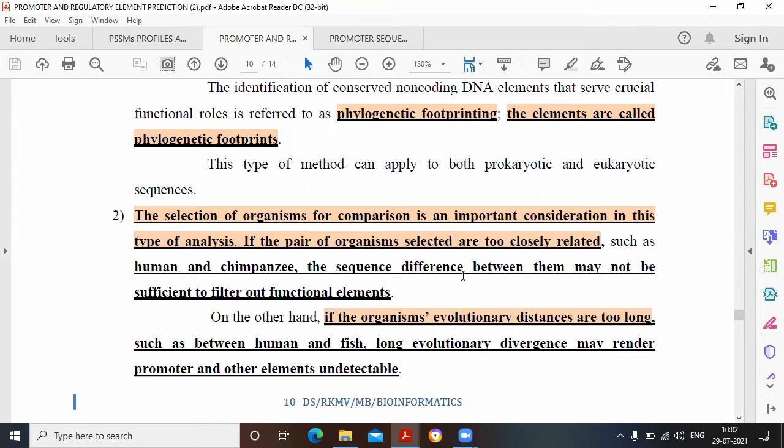So in such cases, we are going to get a similar result only. We are not going to get any different type of result. That's why we are going to get more false positive results. That means the analysis is not proper.